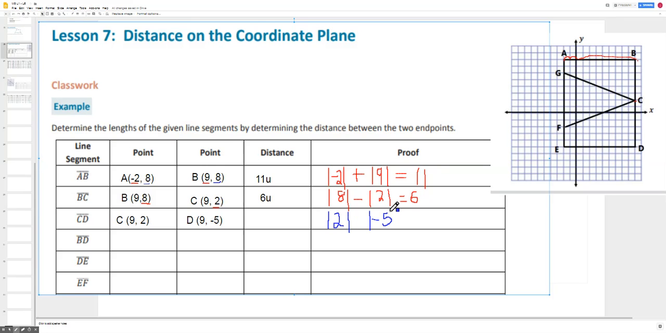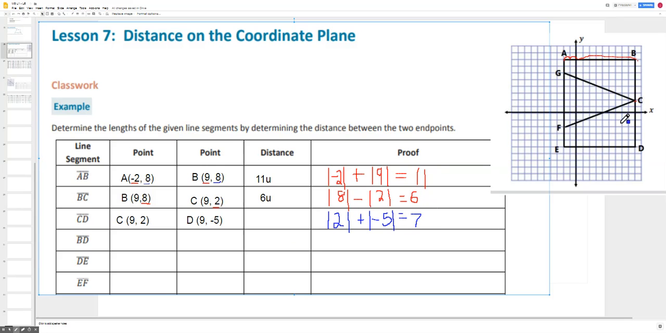Like I said, if they're the same sign in between, we subtract. If they're different, we add. This is negative, this is positive, which means we need to add these two. The absolute value of 2 is 2, and the absolute value of negative 5 is 5. So 2 plus 5 is 7.